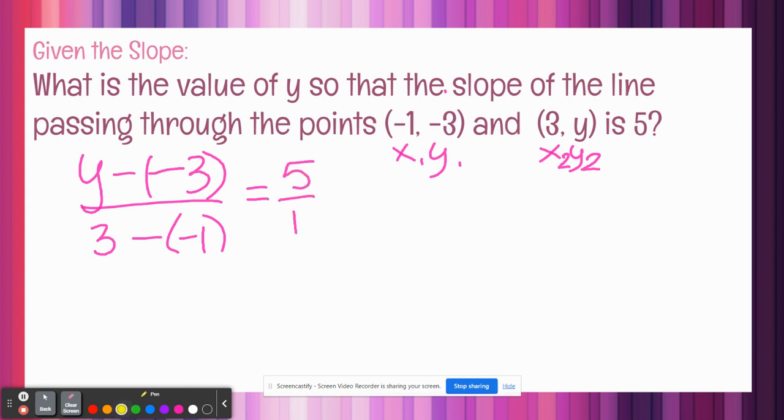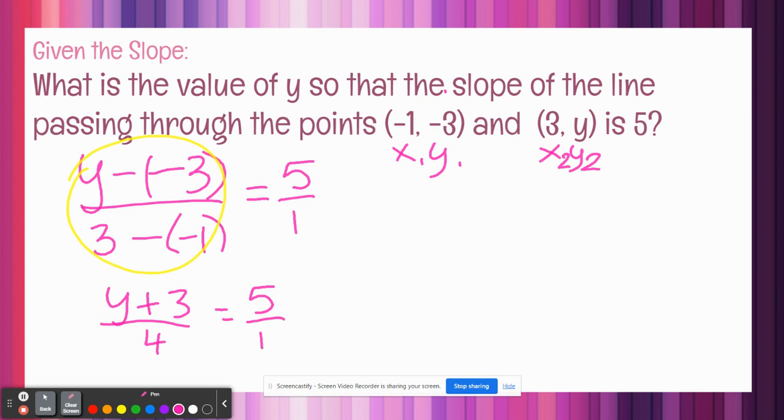So what we're going to do is take this process here and simplify things. So instead of saying y minus -3, we're simply going to say y plus 3, because two negatives make a positive. And then on the bottom, we're going to simplify that. So instead of saying 3 minus -1, we're just going to say that's 4, because we add the 1 to 3. So we know that this expression on the left is equal to 5 over 1.